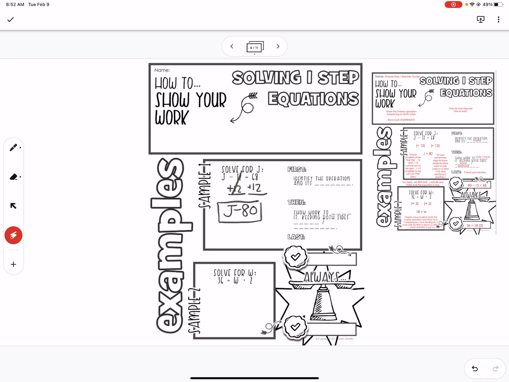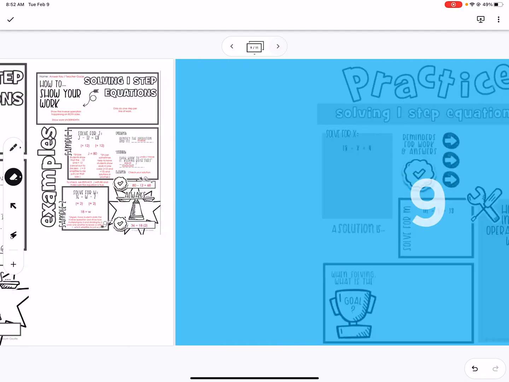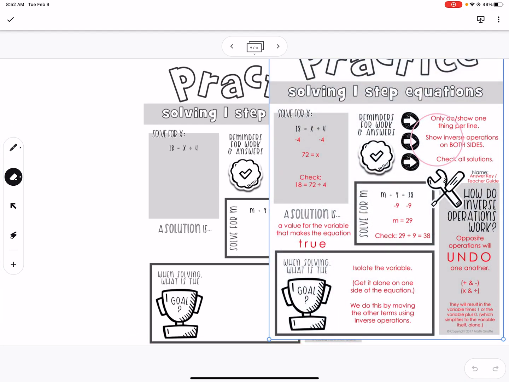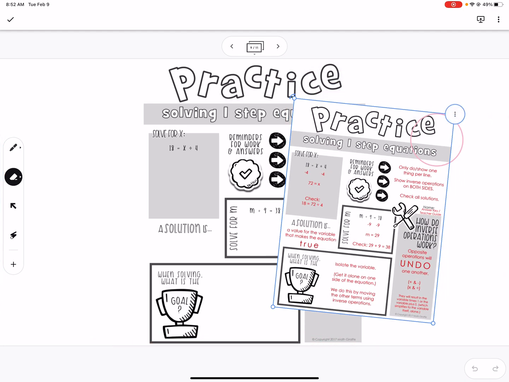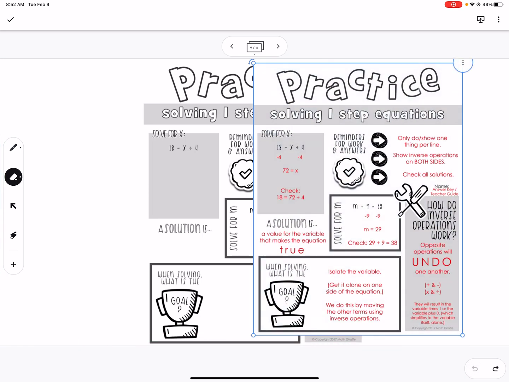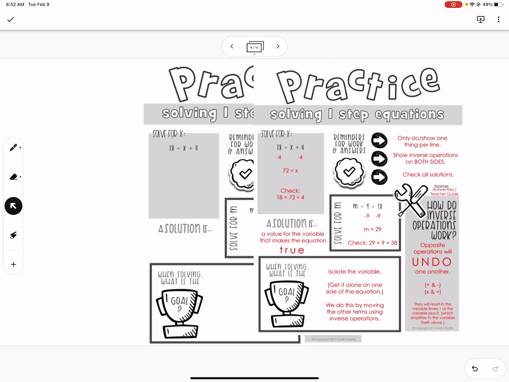And then at the bottom, which is C, I'm just going through to see if there's anything else on that page specifically. There's not, so I'm going to erase that if you want to go ahead and solve it. There are just some solve problems here. Reminders for work and answers. I think that's my biggest thing that I want to make sure we focus on. Only do or show one thing per line, meaning you're only doing one item at a time. Show inverse operations. So if it's an addition problem, you want to subtract from both sides, and then you always want to check all your solutions.